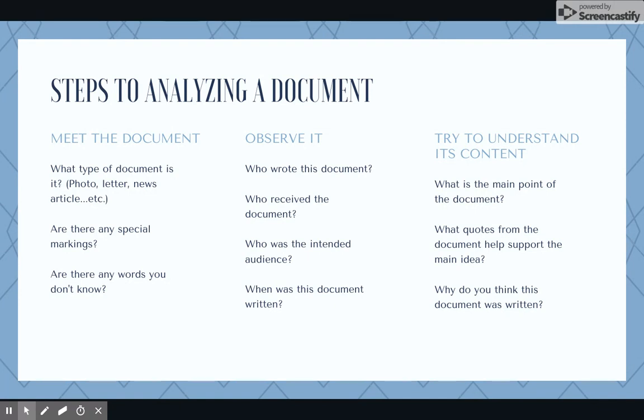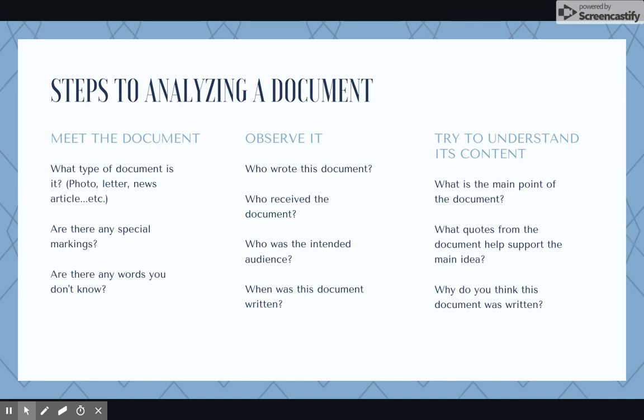So who wrote this document? Who is the author? And then who was the person that received the document? Was it a specific person? Was it written to a group of people? Who are the key players? Who's writing it and who's receiving it? And again, who's that intended audience? That goes along with who received the document. Who is it that's going to be reading this information or seeing this information?